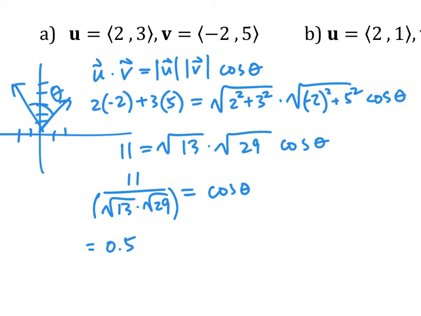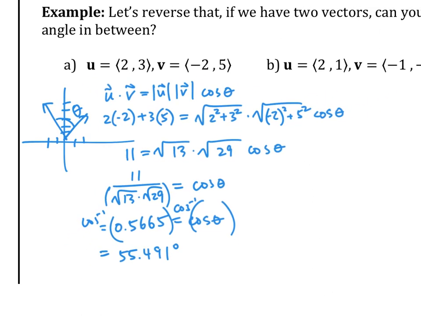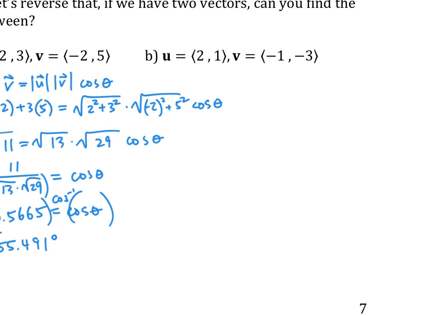Okay, 0.5665 equals cosine theta. All right, so to find theta, do inverse cosine on both sides. 55.491 degrees. So the angle in between these two vectors is 55.491 degrees. Okay, let's have you try B. All right, for B, the angle is 135 degrees.